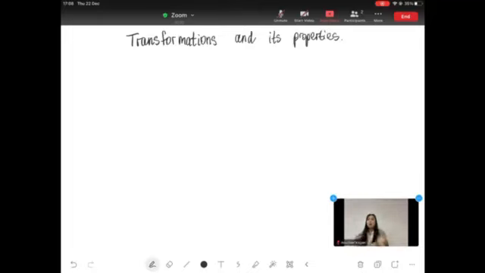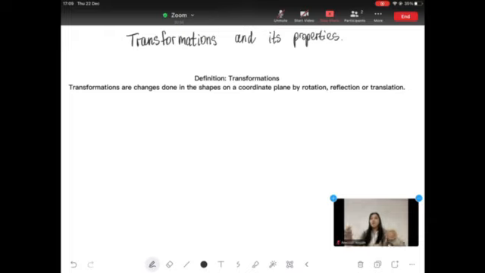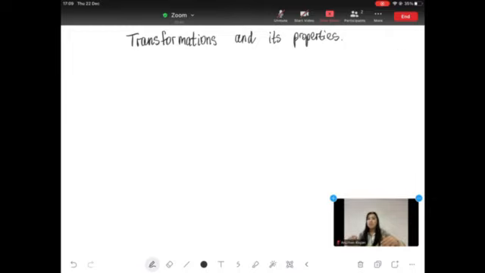Hello everyone, today's topic is transformation and its properties. First of all, definition of transformations. Transformations are changes done in the shapes on a coordinate plane by rotation, reflection, or translation.